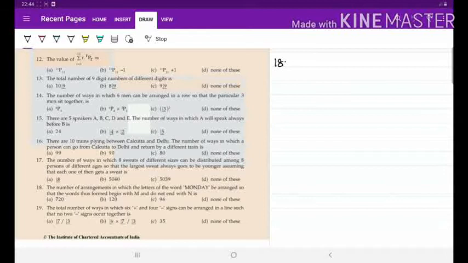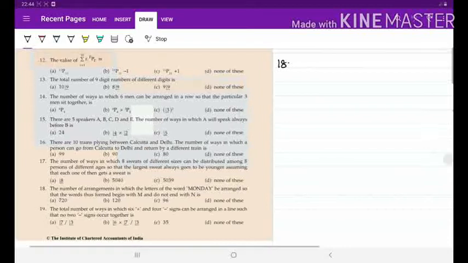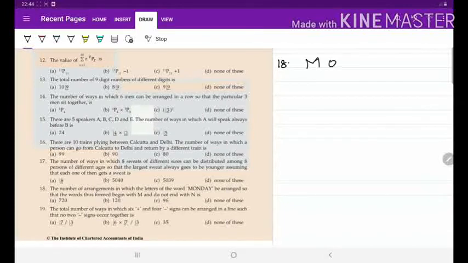Now let's discuss question number 18. The number of arrangements in which the letters of the word MONDAY can be arranged so that the word thus formed begins with M and does not end with N is. We have MONDAY, 6 distinct letters in the word. So 6 spaces for 6 distinct letters. The first position is always occupied by M because the word formed begins with M is the condition.